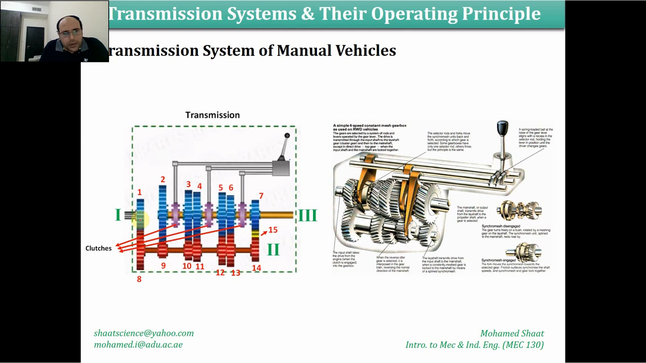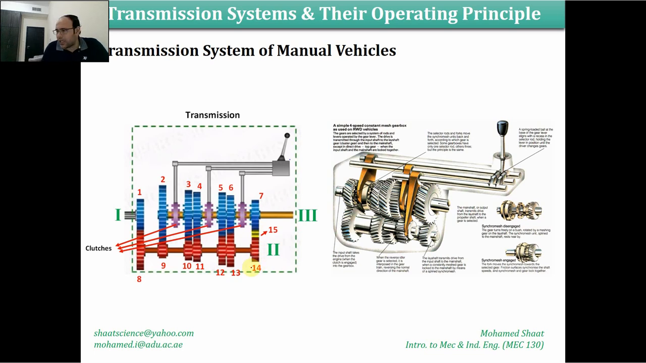We do have gear 1, which is the blue one, that is connected or meshed to gear 8. When we say mesh, it means connected. We have gear 2 connected to 9, gear 3 connected to 10, gear 4 connected to 11, gear 5 connected to 12, 6 connected to 13, and 7 connected to 15 and 14. So this part is 3 gears.